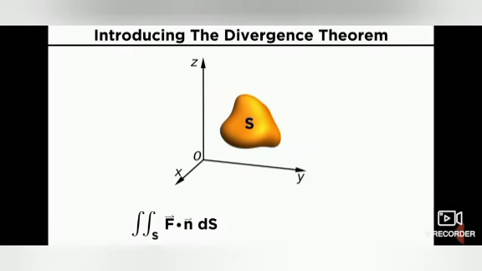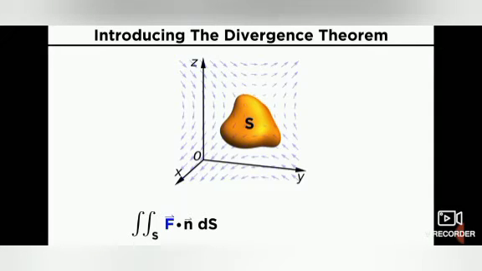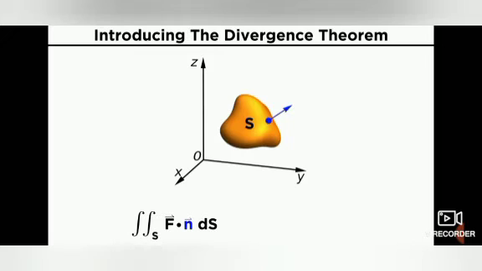Let us see an example for the divergence theorem. See the closed surface S in which electric flux is flowing. So we have to find the value of the divergence of this surface. We find it by using the surface integral of F dot n cap dS. By using the divergence theorem, that is equal to the volume integral of divergence of F dV.